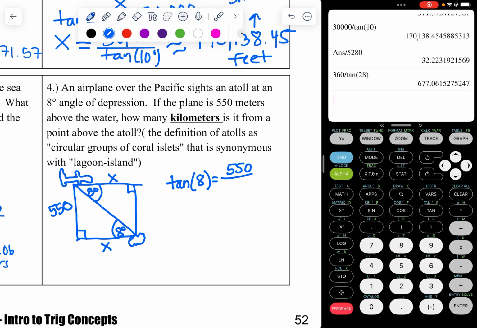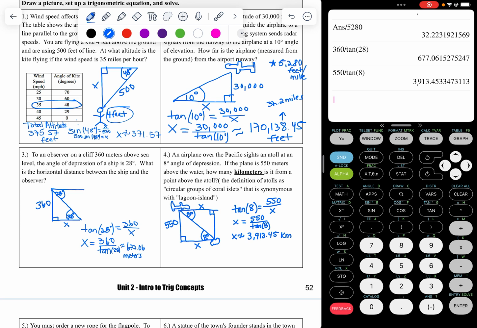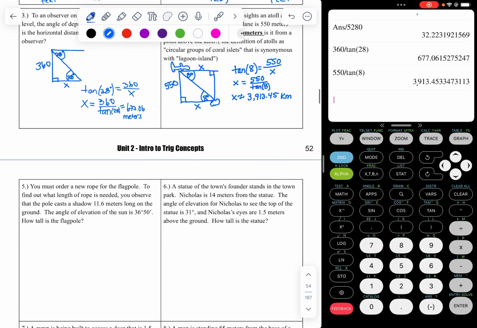So the tangent of the 8 degrees is equal to the opposite side over the adjacent side. So to solve for x, I would multiply by x and then divide by the tangent of 8 to get the x by itself. And I would get 3,913 and 45 hundredths kilometers. On to the next page.